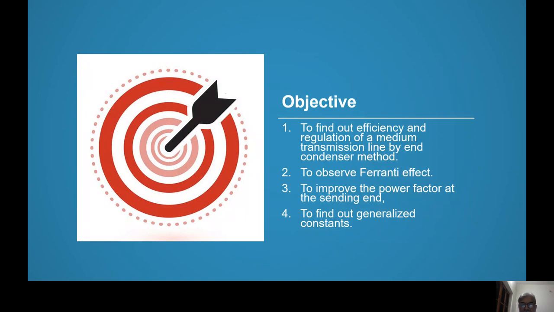The objective of this experiment is that we want to find out the efficiency and regulation of the medium transmission line. We want to observe the Ferranti effect, very important, because when the long transmission line or medium transmission line is open circuited, that means it is not taking any load, or it is taking very light load, then the receiving end voltage will be more than the sending end voltage. That is very dangerous, because the insulators on the receiving end side will be damaged, or you will have to grade the insulator accordingly, which is a very costly process.